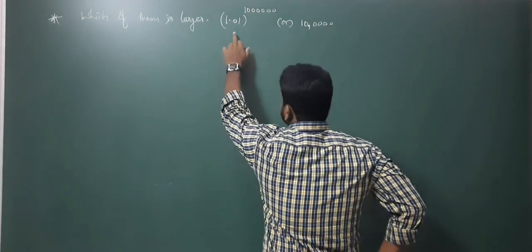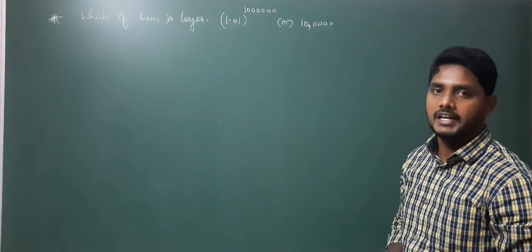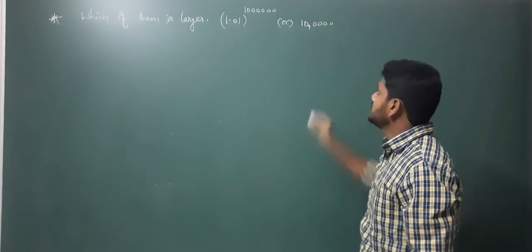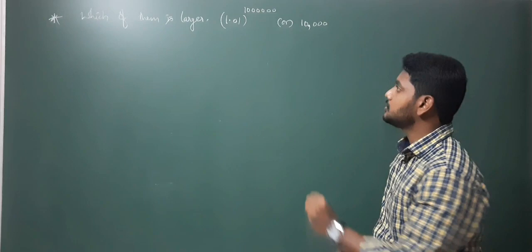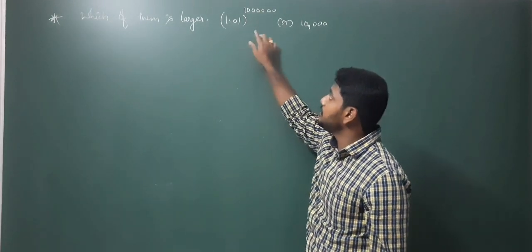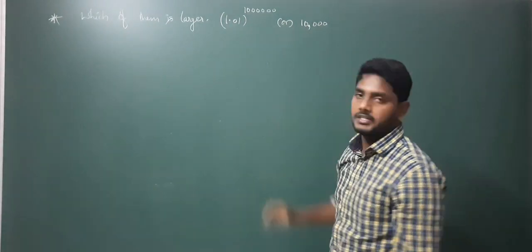See, directly 1 power, right? 1 power anything means a very small value you will get, like that you will think. But here 10,000 will be there. So the option you will put is 10,000. But when it comes to using binomial expansion, we can prove that 1.01 power 10 lakhs is more when compared to 10,000.